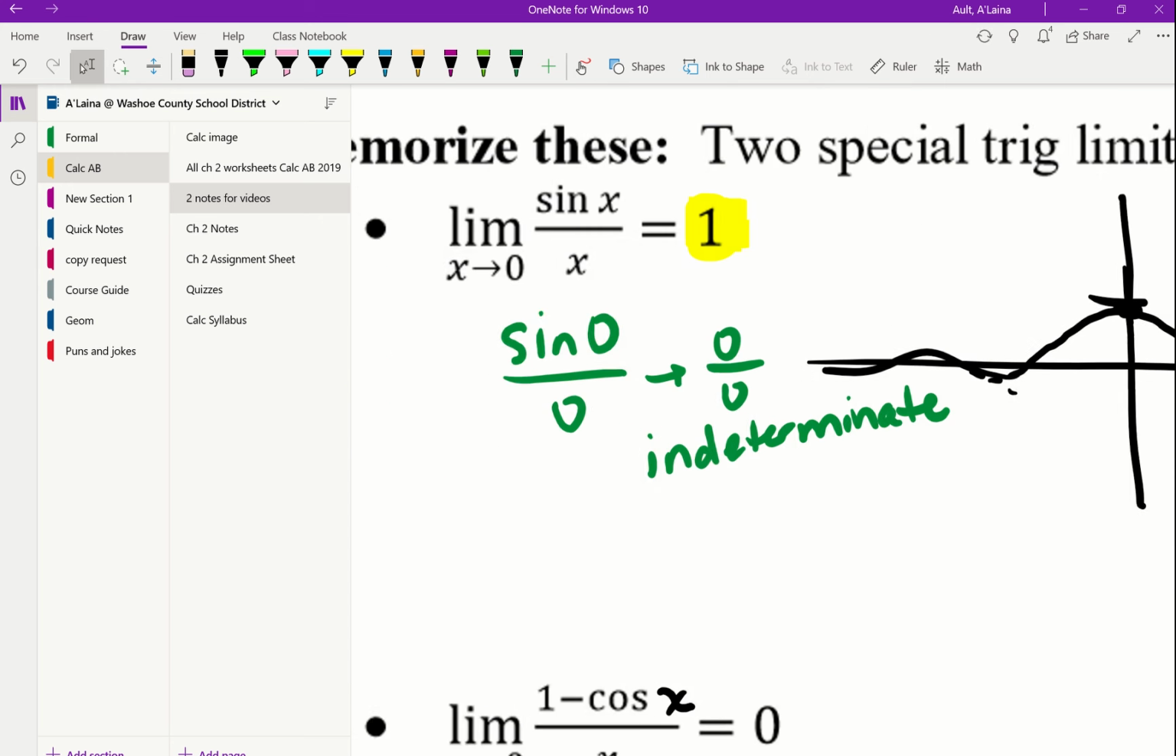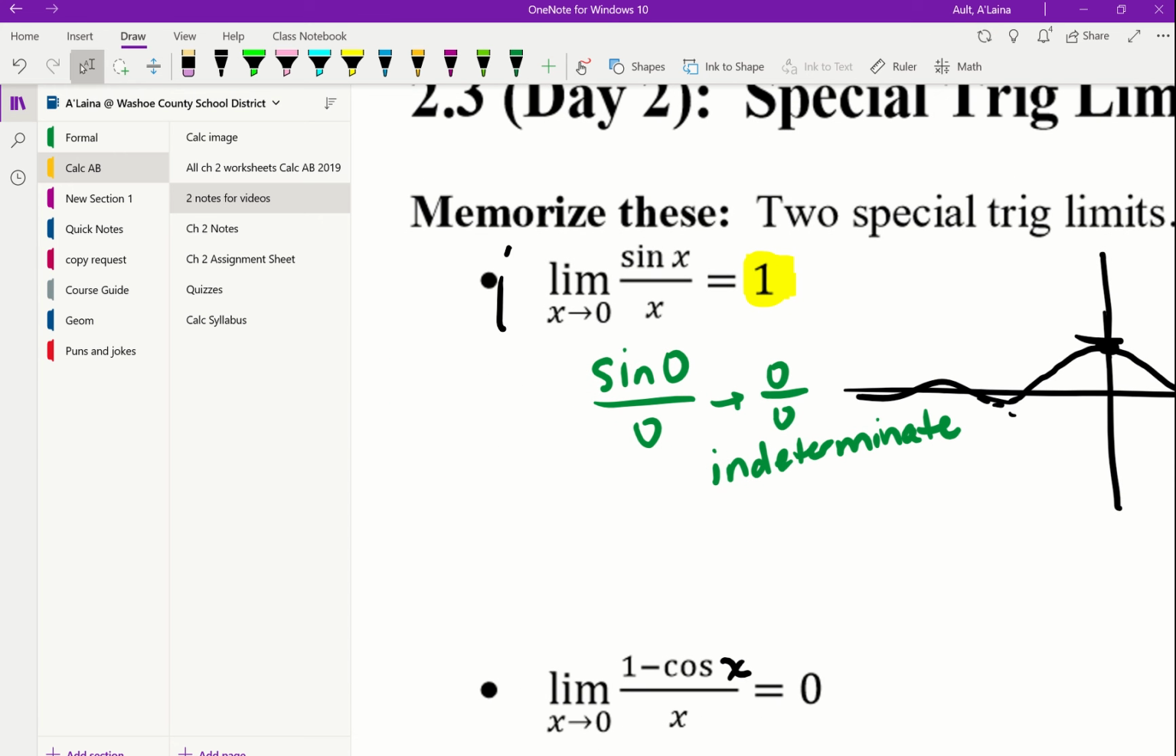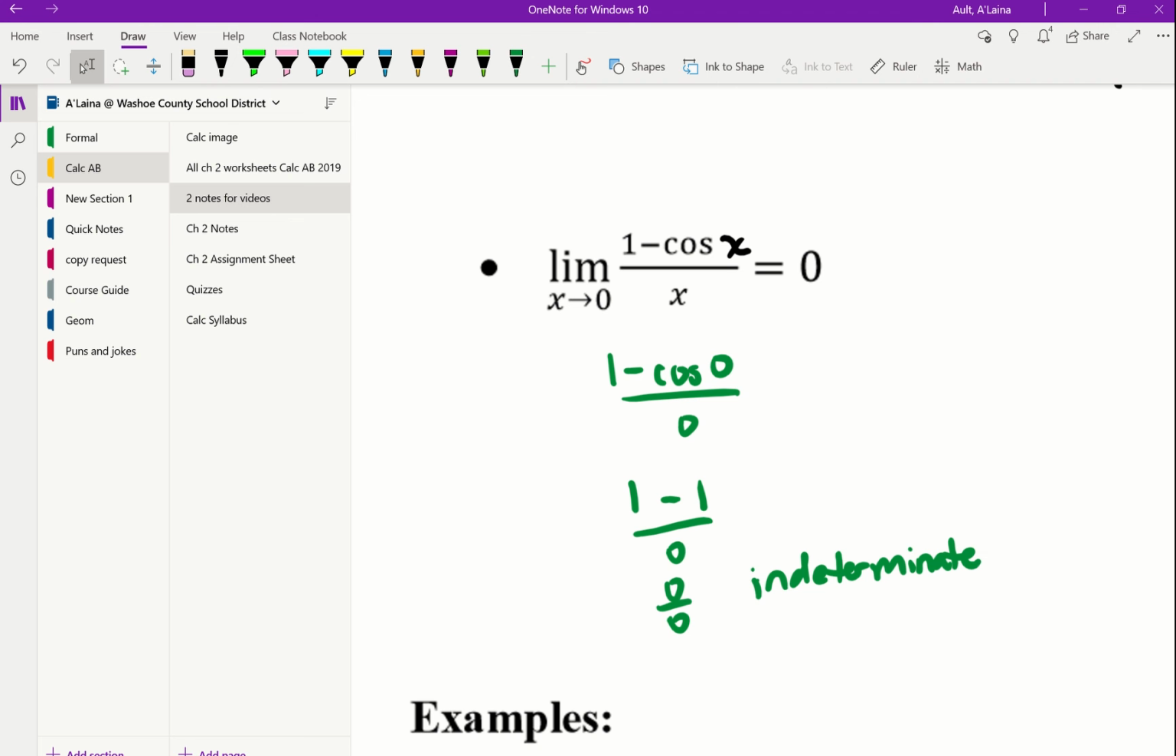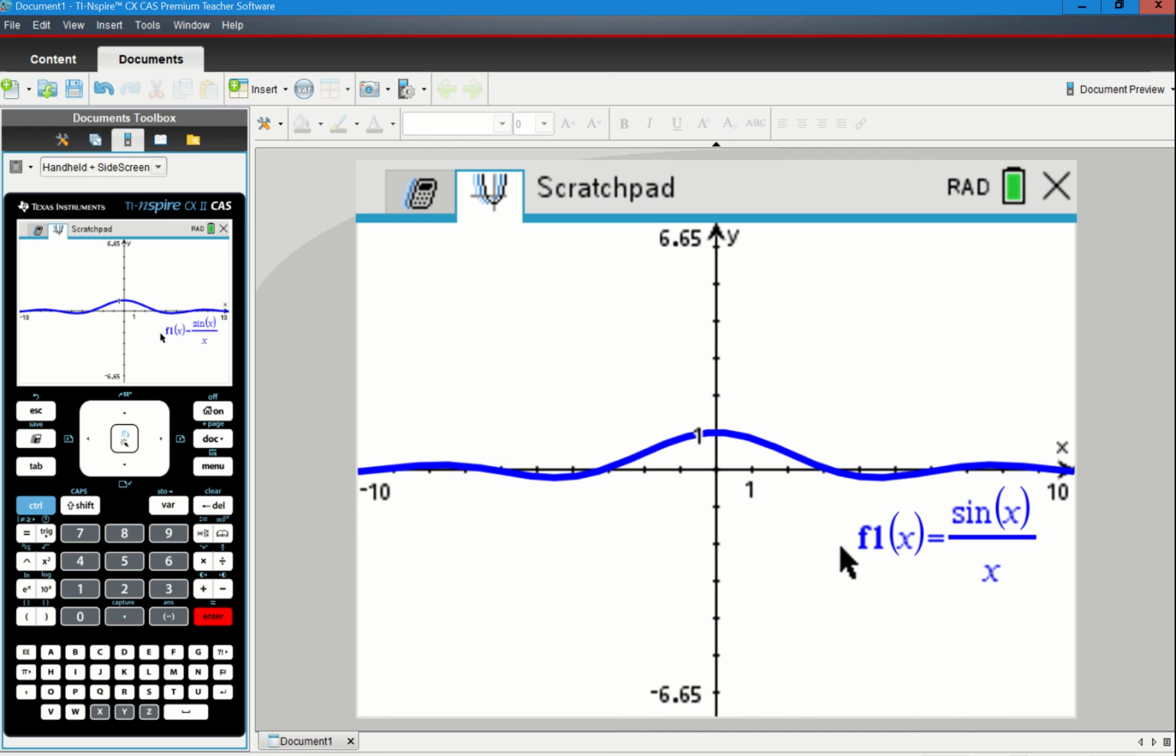Now this is one that you should memorize because you do not have the background in order to analyze this analytically. So for now, this is a limit that you will want to memorize. Now let's take a look at this one graphically. We suspect it should approach a height of 0, and the function I'm going to do is 1 minus cosine of x over x. I'm just going to get back to my graph.